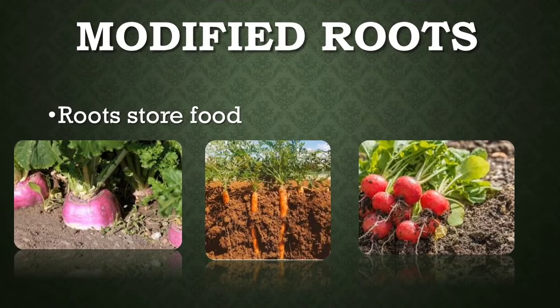Modification of the roots. In some plants, roots get modified to perform special functions. For storage of food, the taproots and adventitious roots of some plants store food. These types of roots are swollen and fleshy. For example, carrot, beetroot, radish, turnip and sweet potato, etc.